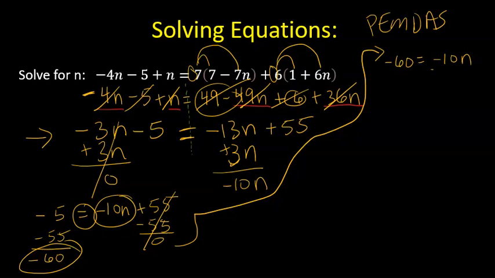I got to get n by itself. So I'm going to do negative 10 here. I'm going to do negative 10 here. That gives me an n. 2 negatives make a positive, so I know my final answer, if it is correct, is going to be positive. 10 goes into 60 6 times. So my final answer, in theory, should be n equals 6, right? That's what I'm betting on. I'm hoping I'm right.